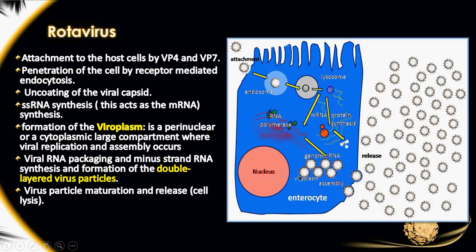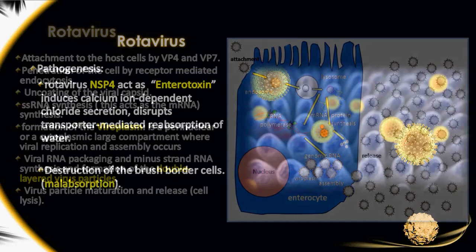It is a perinuclear large compartment where the viral replication and assembly take place, known as the viroplasm. Then the viral RNA gets packaged with the double-layered capsid, and the virus is released from the cells, and the cell actually gets lysed, resulting in death of the cell.